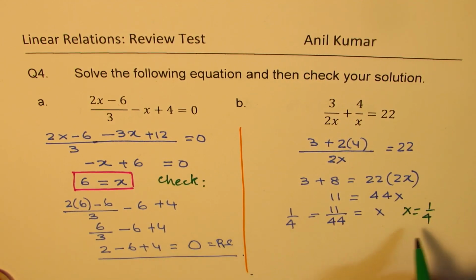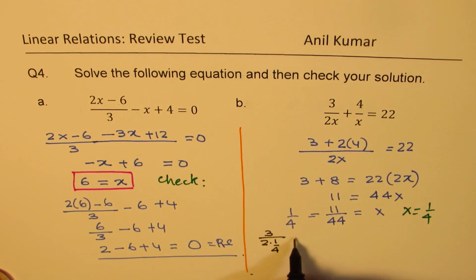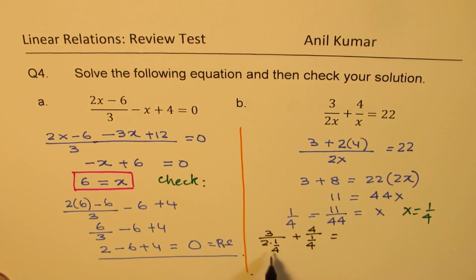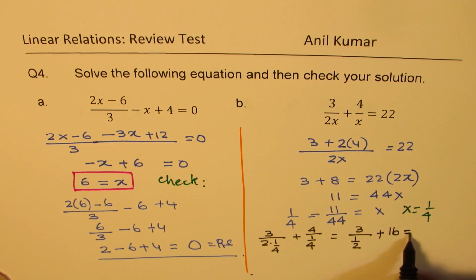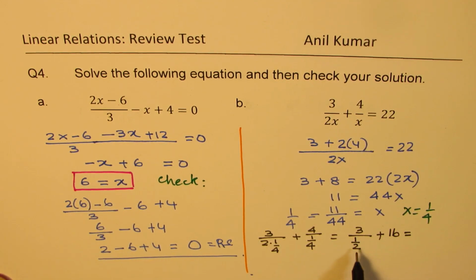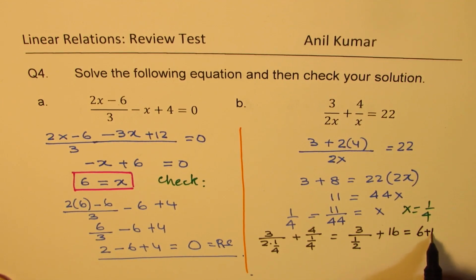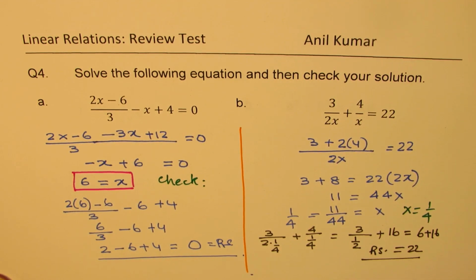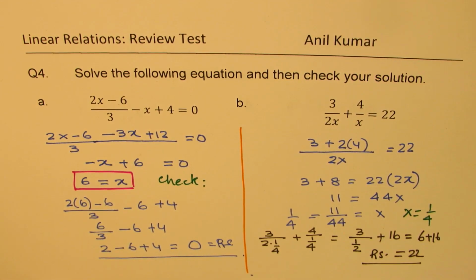Now let's check this solution. To check, let me substitute 1 over 4 here. So we have 3 over 2 times 1 over 4 plus 4 over 1 over 4. Clearly? So that gives us 3 over, that gives you half, right? 1 over 2. That 4 goes in the top, we get 16, correct? Now here, half means 3 times 2, 6, right? 6 plus 16, which is equal to 22, which is our right side. Clear? So it works. Perfect.